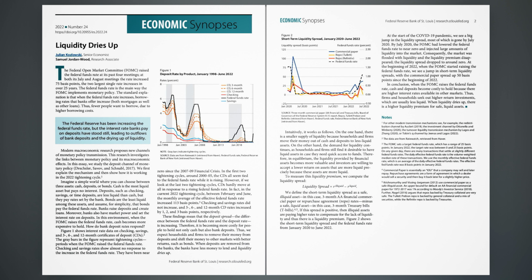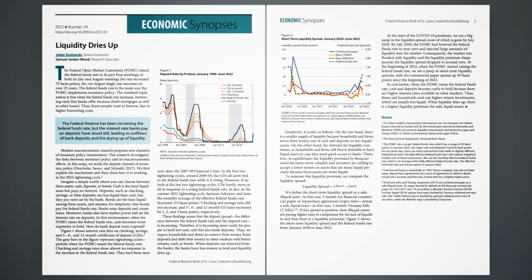In fact, in the current 2022 tightening cycle, between February and June, the monthly average of the effective federal funds rate increased 113 basis points. 3. Checking and savings rates did not increase, and 3, 6, and 12-month CD rates increased by 1, 2, and 3 basis points, respectively. These findings mean that the deposit spread, the difference between the federal funds rate and the deposit rate, is increasing. Therefore, it is becoming more costly for people to hold not only cash but also bank deposits. Thus, we expect households and firms to remove their money from deposits and shift their money to other markets with better returns, such as bonds.